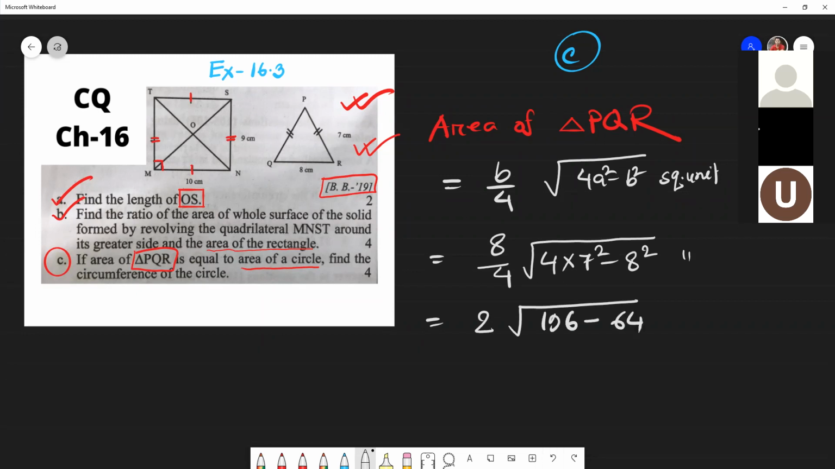196 minus 64, square centimeter. By using a calculator, you can directly write the answer: 22.978 square centimeter. I think now up to this is very clear to you all.